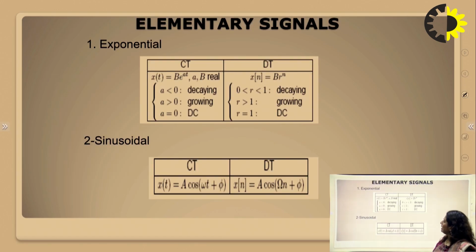So there are some elementary signals: exponential and sinusoidal. Exponential is b e to the power at, or e to the power at u(t). This is a kind of decaying or growing signal. If it is e to the power at u(t), then it is growing, and if it is e to the power minus at u(t), then it is decaying. Similarly, we have the sinusoidal signal a cos(omega t plus phi) or a cos(omega n plus phi).